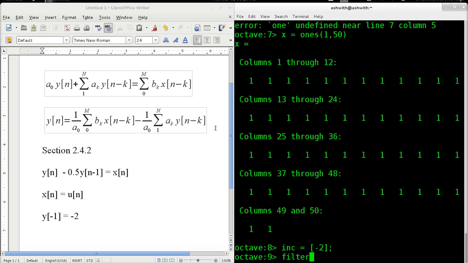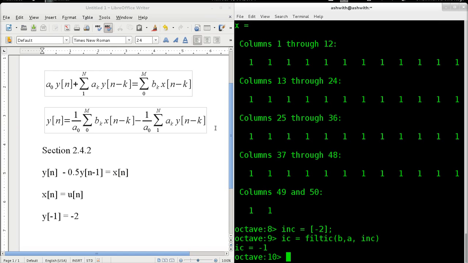But we also need to know how our initial conditions affect the filter. So we use a function called filtic, and we give in the coefficients of x, the coefficients of y, and our initial condition, and we say this is equal to, let's just call this IC. This will give us the initial conditions for our filter. The first argument is the coefficients of x, the second argument is the coefficients of the y terms, and we have our initial conditions on y.